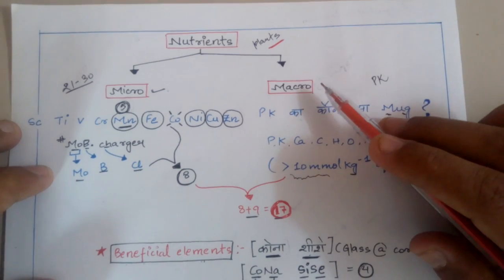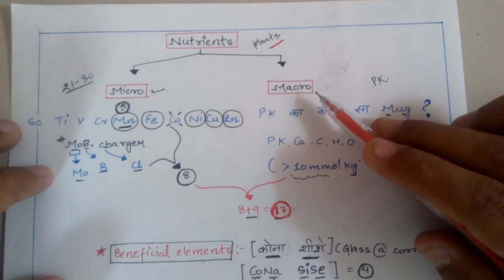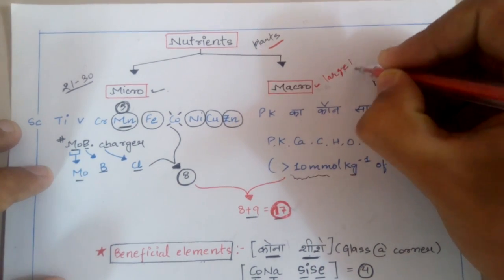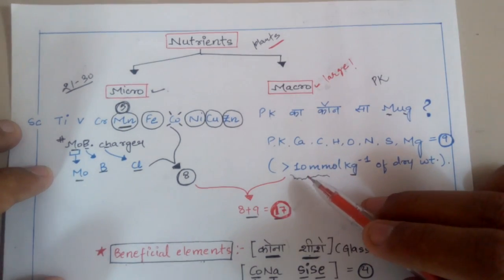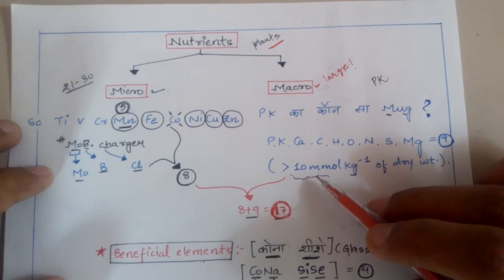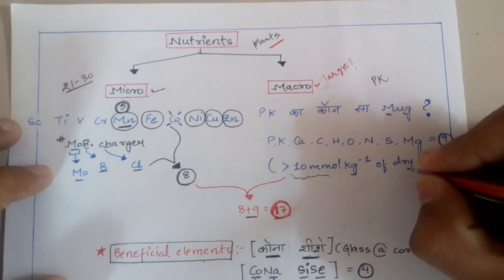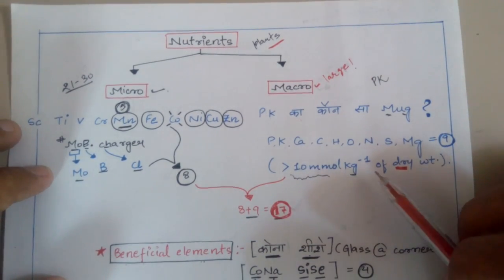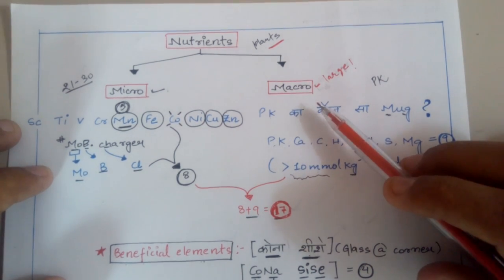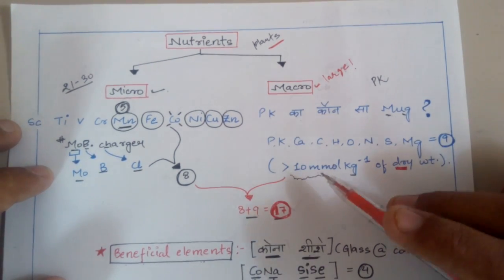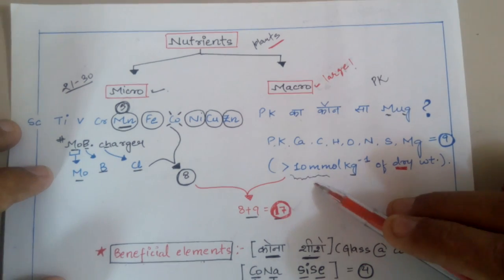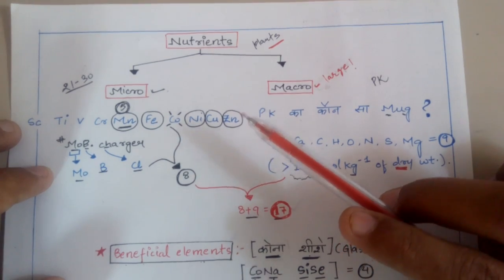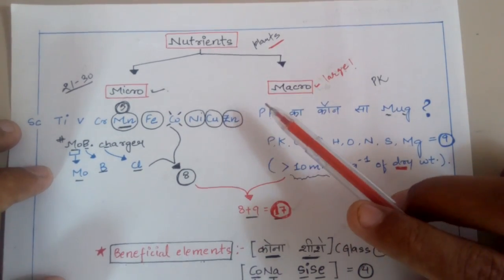So let's study first about macronutrients as they are more important. Macro simply means large. So they are known as macronutrients because they are present in greater amount, that is greater than 10 millimole per kg of dry weight. This word is very important. And if the nutrient in plant body is present or needed in less than 10 millimole per kg of dry weight, then they are known as micronutrients. So this is the simple difference between micronutrients and macronutrients.